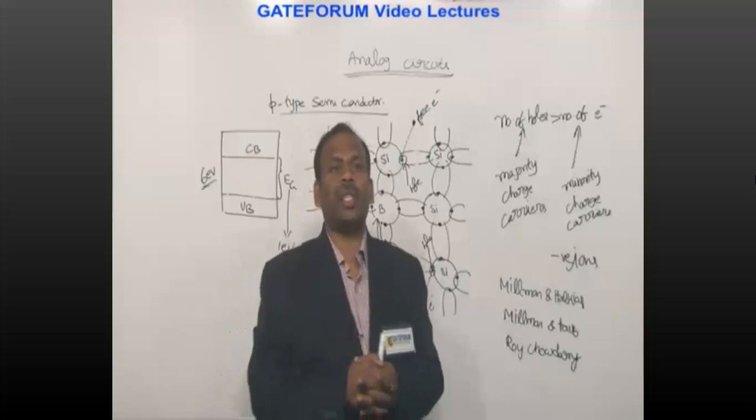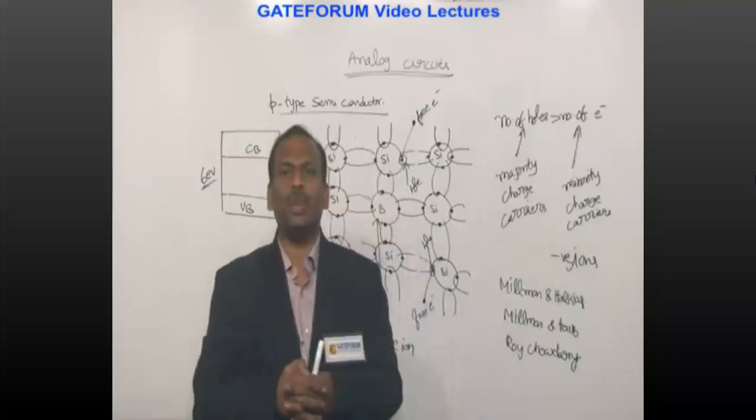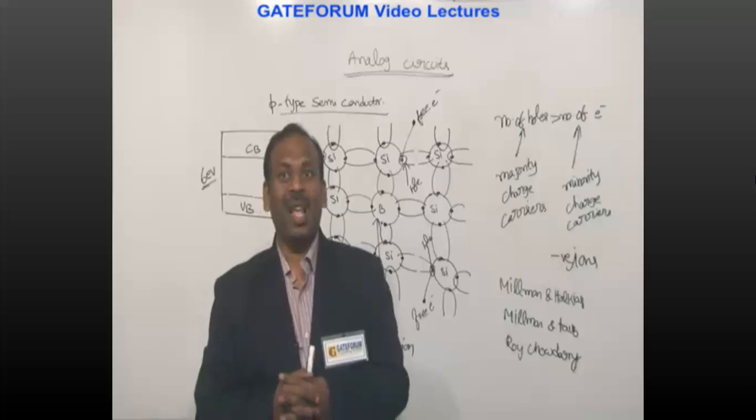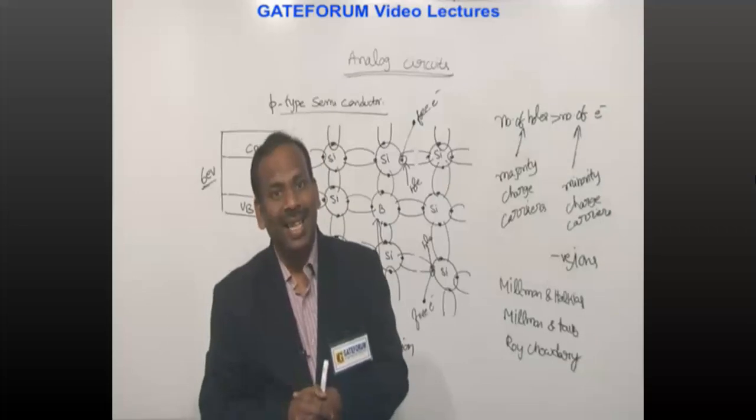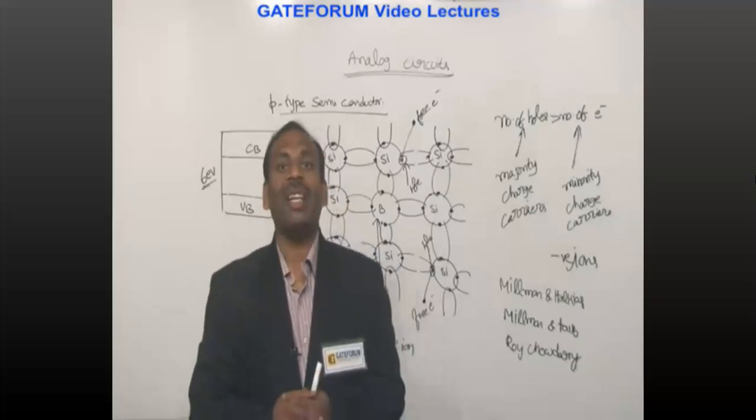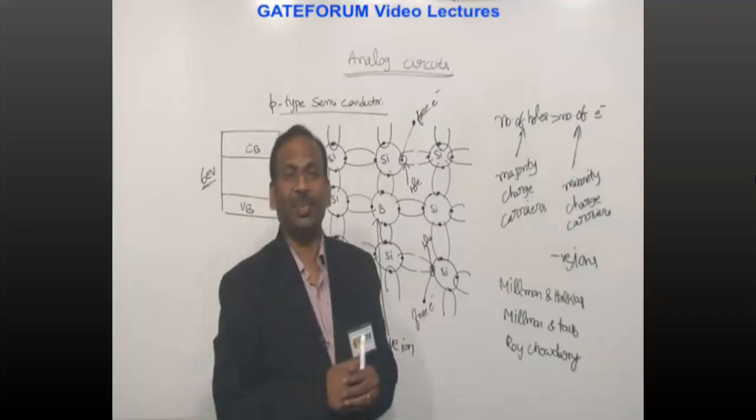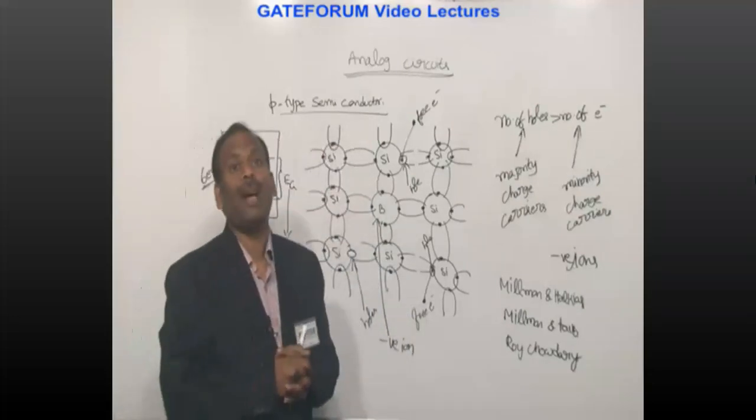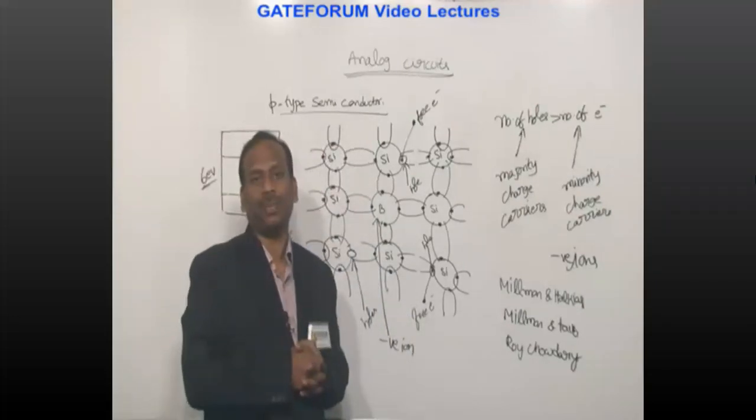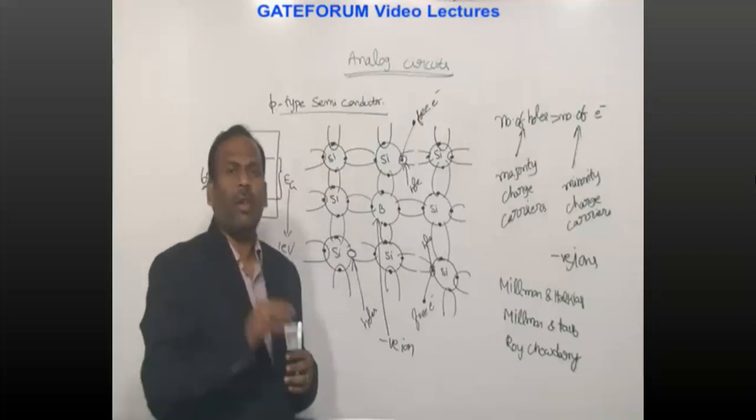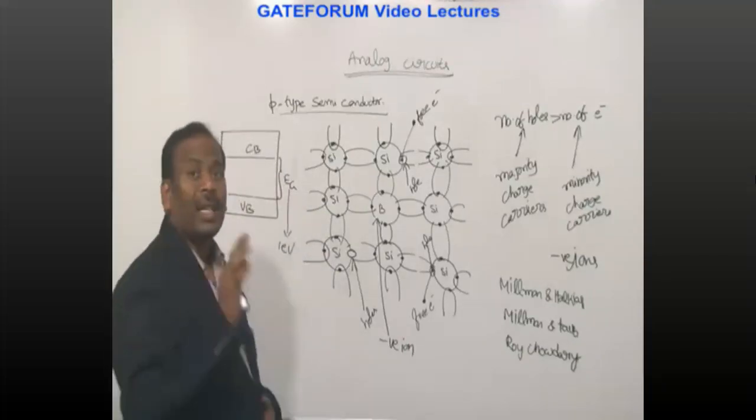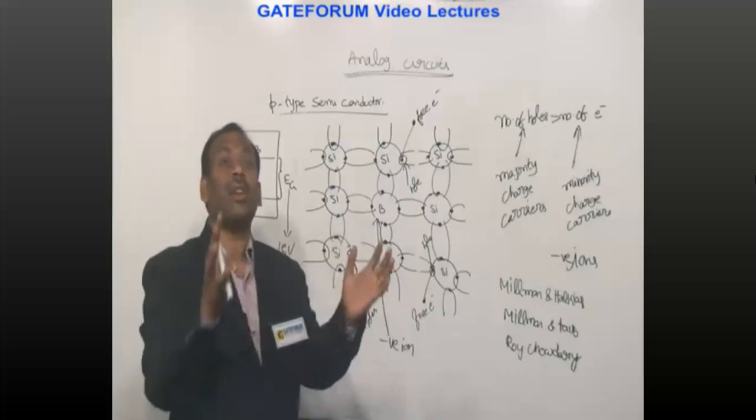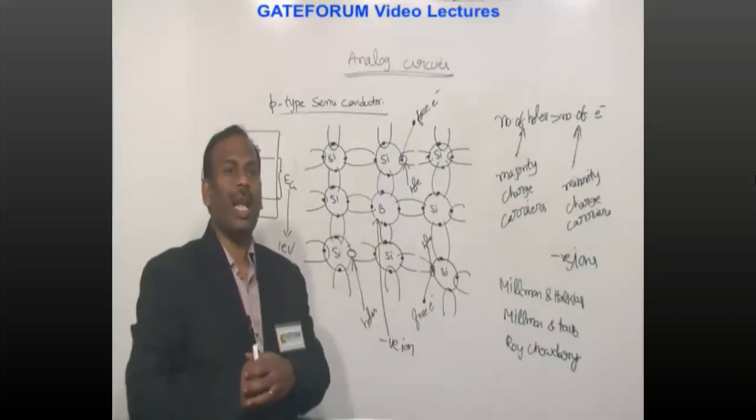Next question is from Shakti Prasad. Please kindly explain the necessity of a semiconductor over a conductor. When does a semiconductor act as a conductor and when as an insulator? Clear that point? Now the question: in a conductor, conductivity is very large. We cannot control the conductivity.